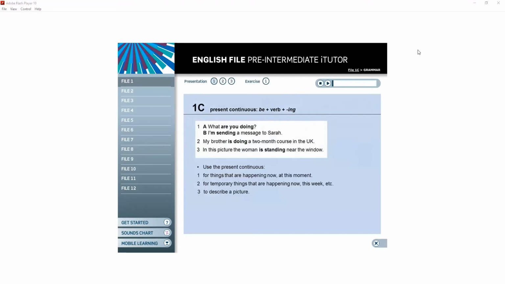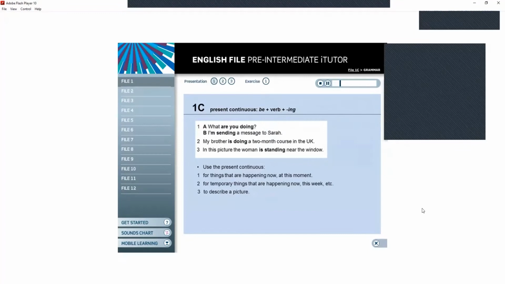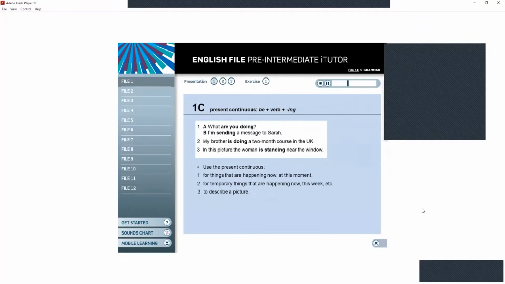So let's listen. Sending a message to Sarah. 1. What are you doing? I'm sending a message to Sarah. 2. My brother is doing a 2-month course in the UK. 3. In this picture, the woman is standing near the window.